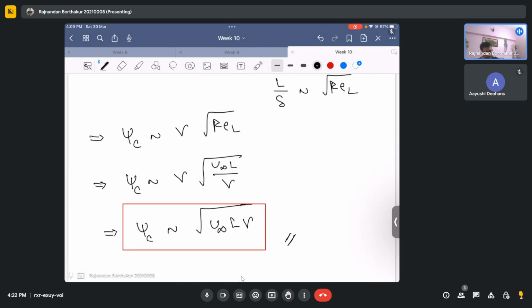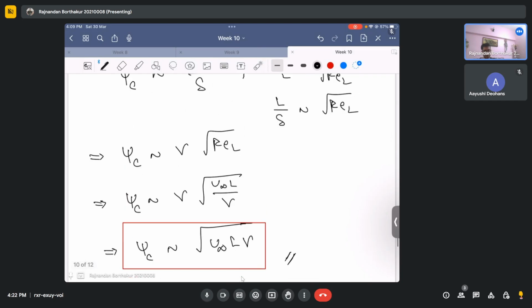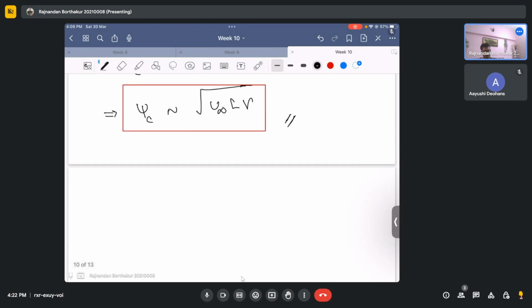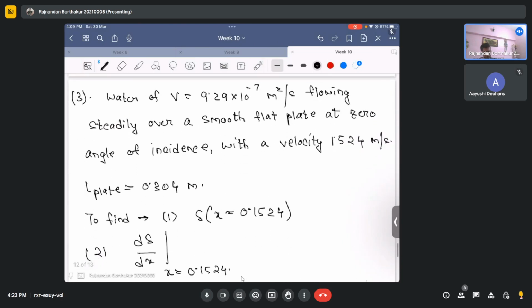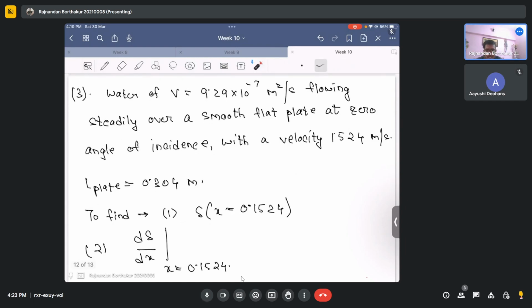All right, so this is the second problem that was asked. I'll stop here again for some time, and then maybe we'll solve one or two more problems. We have some time, so we'll solve one or two more problems, and then we can stop with boundary layer.